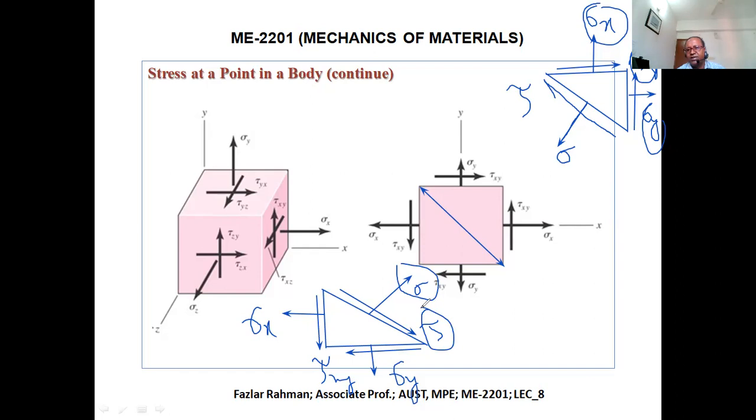Now, if the resultant of this sigma and tau becomes higher than the resistance of the material, then what will happen? It will break. It fails or becomes two parts. And if this sigma and this tau is less than the resistance of the material, then the material will not fail.